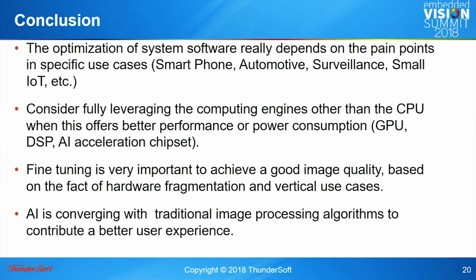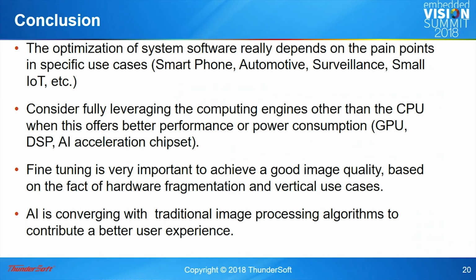Okay, conclusion. Today, the operating systems are dominated by Android and Linux, but still with a lot of more features, multiple cameras, fragmentation of chipset, fragmentation of different sensors. To have a good vision solution, there must be optimization of the system software. But this also depends on the different use cases. That could be a smartphone, that could be IoT, that could be automotive, it could be surveillance. Depending on the use cases, now you have to optimize the system software in order to achieve a good vision solution.